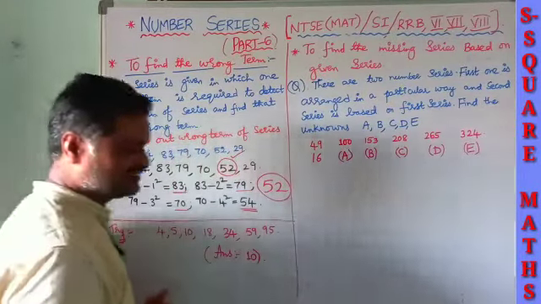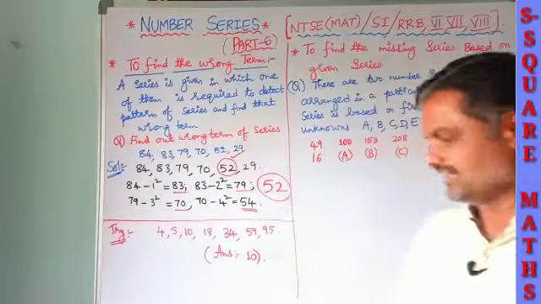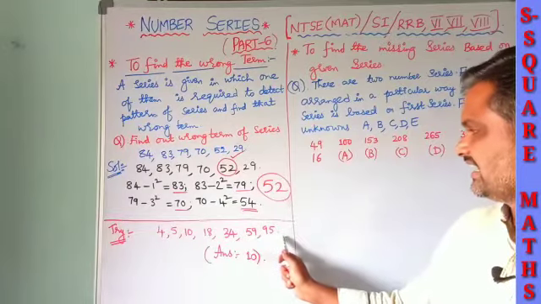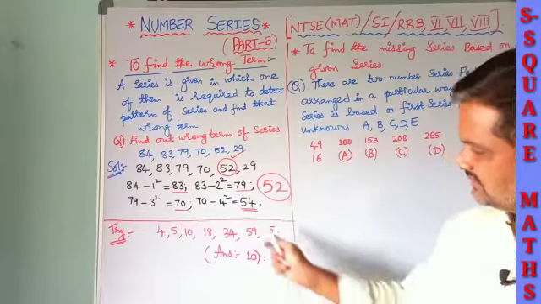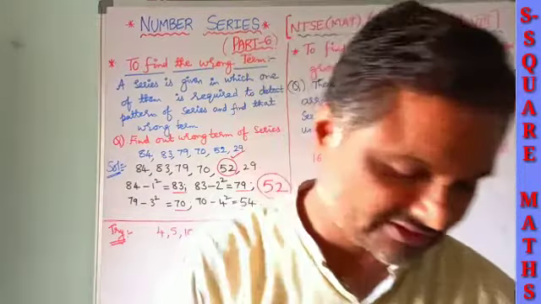The answer is 10, the wrong term. So 4, 5, 10, 18, 34, 59 and 95. In this, pick up the wrong term. The answer is 10. So try it yourself after going through that.